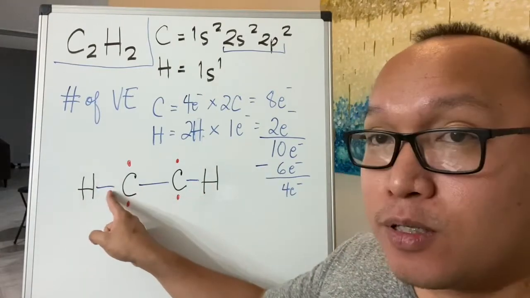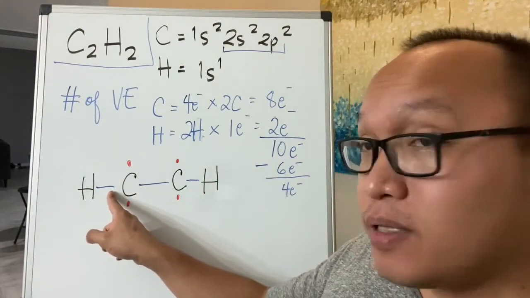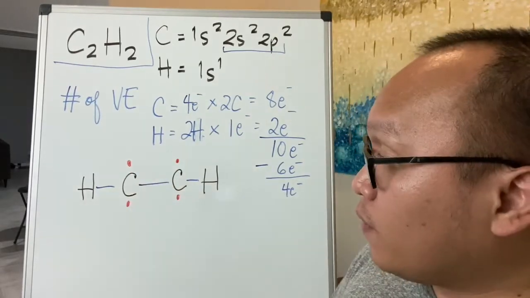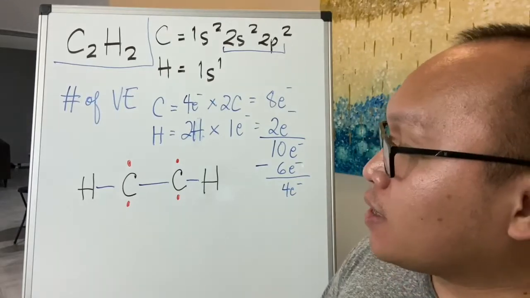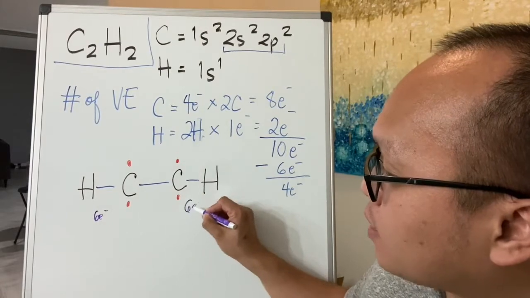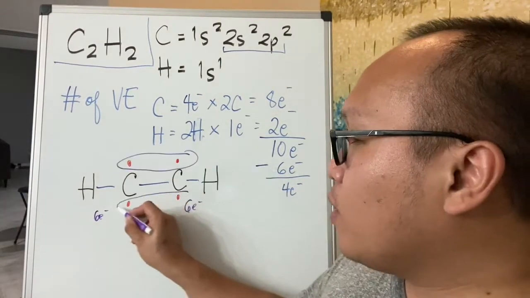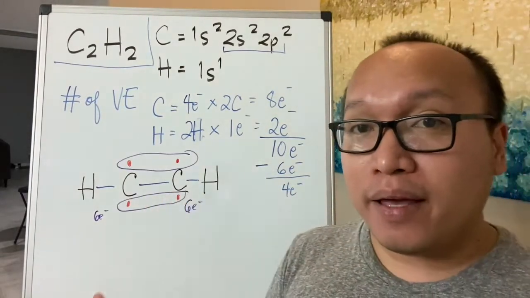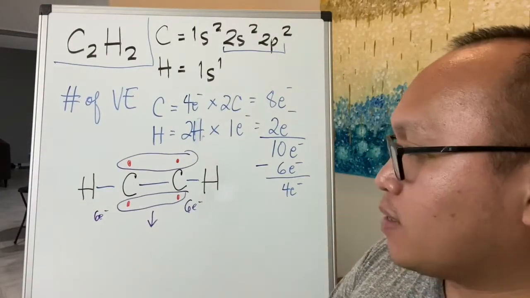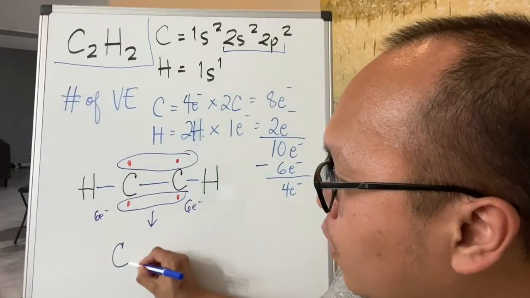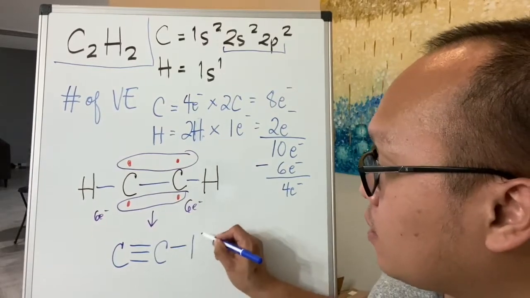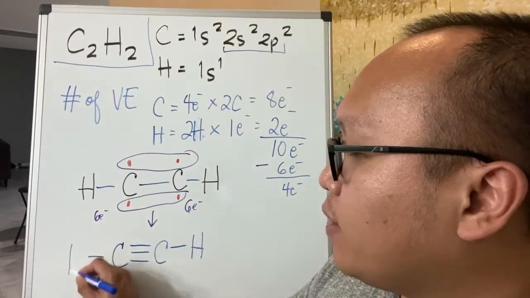So, dalawang bonds, so the 2 bonds account for 4 electrons plus 1 and plus another 1. This will give you a total of 6 electrons for this carbon, and same here, 6 electrons rin. So what you can do, you can combine these electron pairs to come up with a triple bond. If you would rewrite that structure, what you're gonna get is something like this. So carbon, triply bonded to another carbon, and then each carbon is capped with a hydrogen atom.